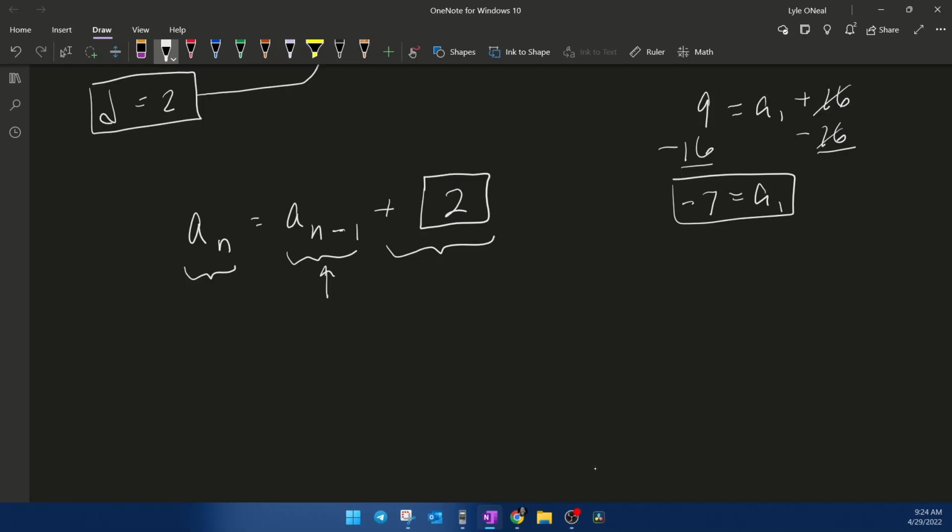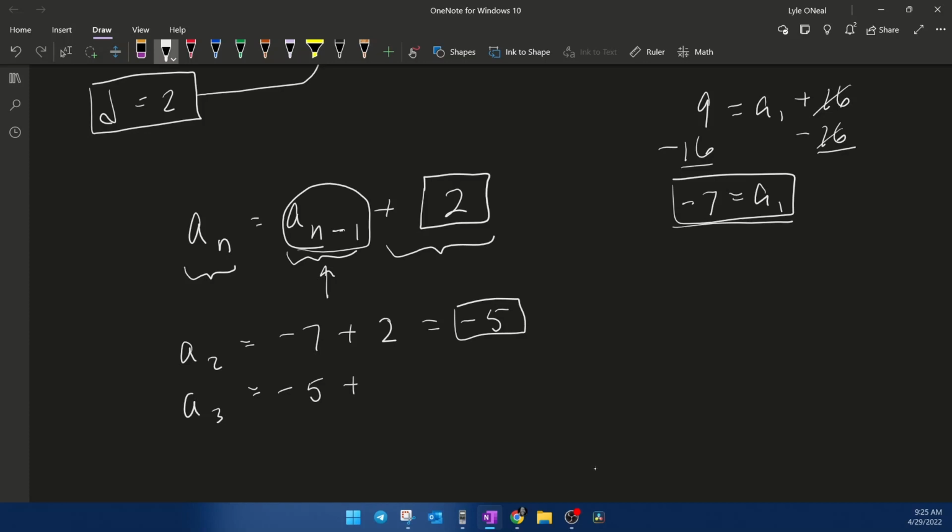And we can do that real quick for a few terms if you want to check and see. So remember, I already have the first term. If I want the second term, that would be the first term plus the common difference. Negative 7 plus 2 is negative 5. And then, of course, the third term would use the previous term. Remember, this is the previous term. So if I'm looking for the third term, the previous term would have been the second term. So that would be negative 5 plus 2, which is negative 3.